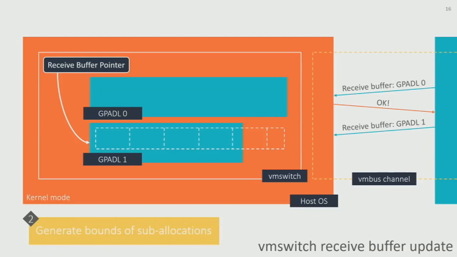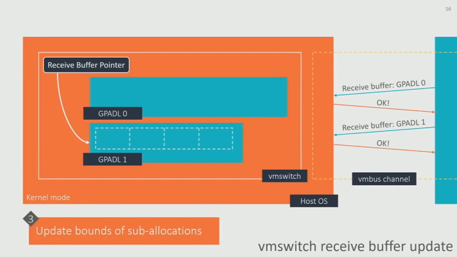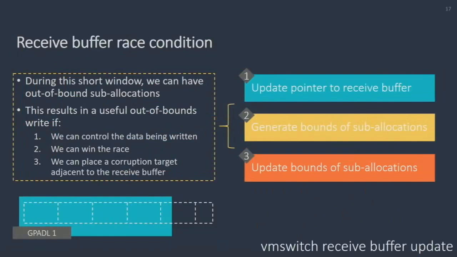Of course, if you let it generate its new sub-allocation bounds, and you let it go all the way to step 3, it's totally fine. After that, you end up with a perfectly valid receive buffer, like a really good receive buffer, and it's totally possible to use it. Unfortunately, you do end up with this tiny window during step 2 where you are able to potentially write data out of bounds from that receive buffer.